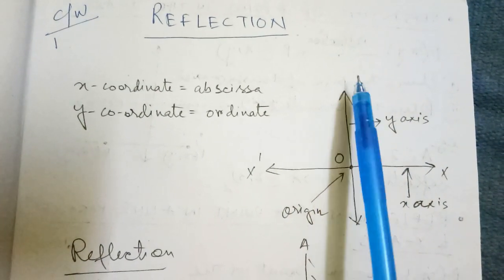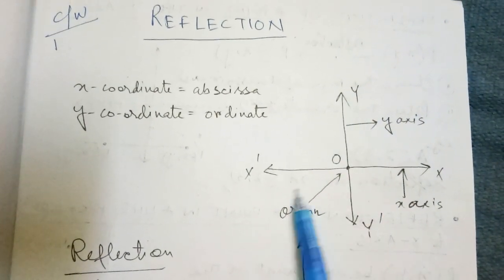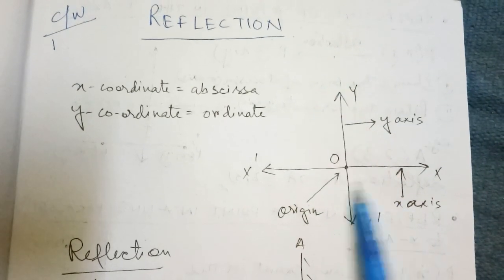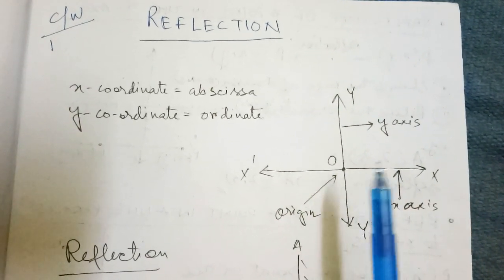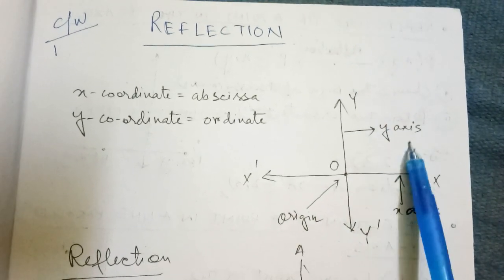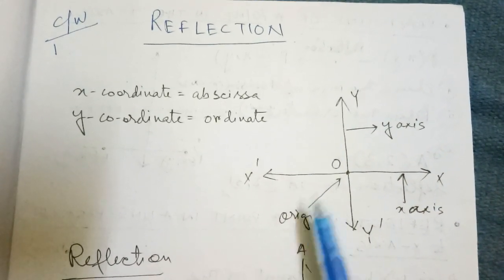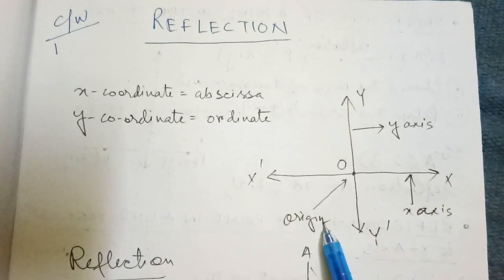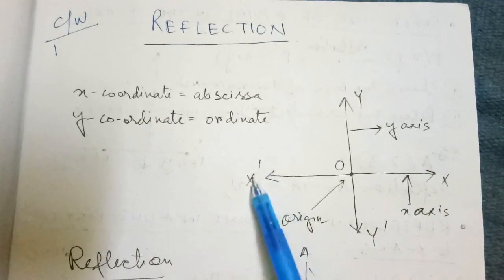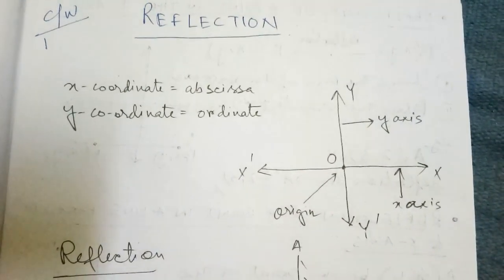So these things you know. I've drawn one Cartesian plane, that is the x-axis, x, y, and y-axis, and you know which part is the quadrant. These are the first quadrant, second quadrant, third quadrant, and fourth quadrant, and here the intersecting point is called O, that is called the origin. And this is the x-axis, this is the y-axis. These things you know already.